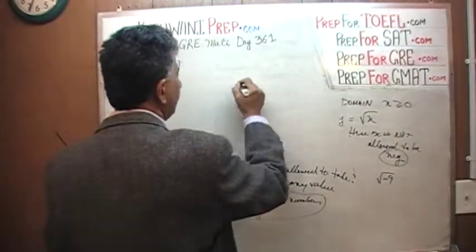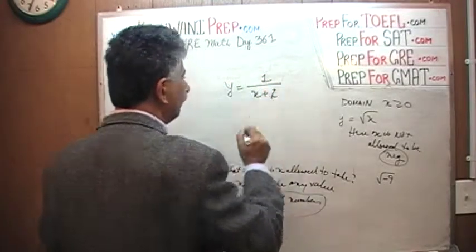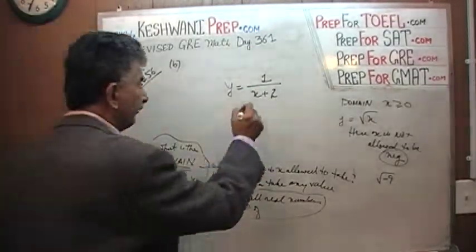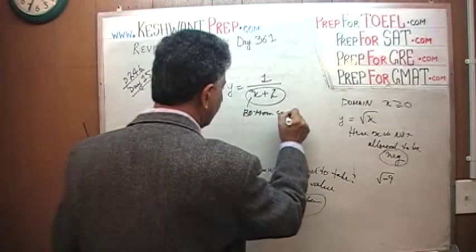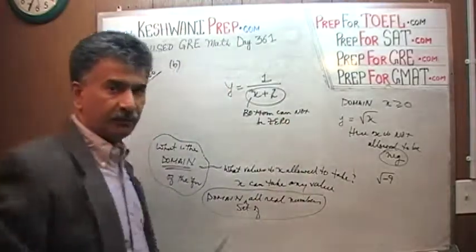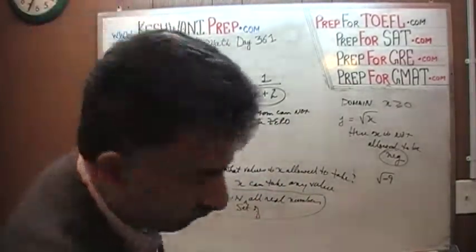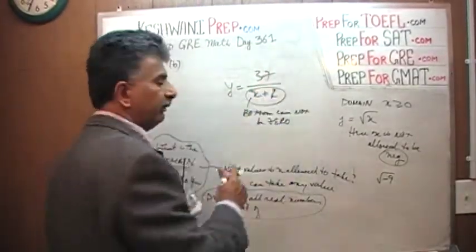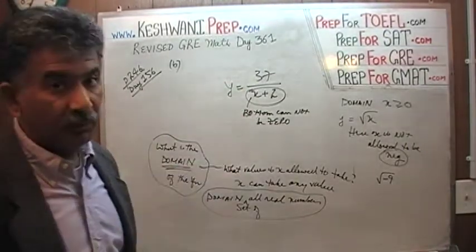Here's another one. Can you tell me what's the domain of this function? Y is equal to 1 over x plus 2. Remember, the bottom cannot be 0. Why? For the same exact reason that we just described. Because any number divided by 0 is going to be infinity. It doesn't even have to be 1 on top. It makes no difference. So we can't have 0 in the bottom.